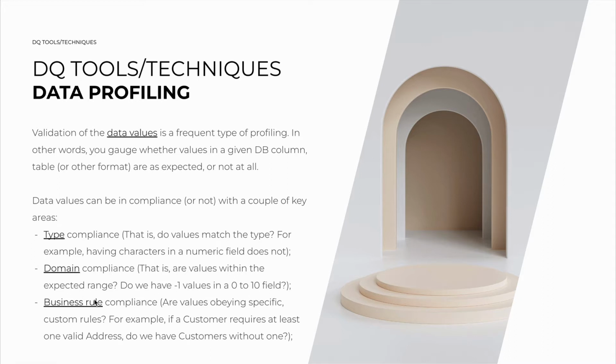And finally, business rule compliance. So, are the values obeying specific custom rules? For example, if a customer entity requires at least one instance of a valid address for that instance of the customer, do we have any customer instances that don't have an address? In that case, the customer entity could have all values complying with the type and complying with the ranges, but they don't comply with the business rule. Out of curiosity, the data may not be in compliance with one or more of these types, possibly all 3 at once.